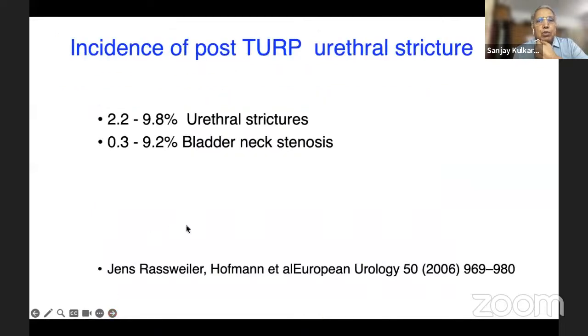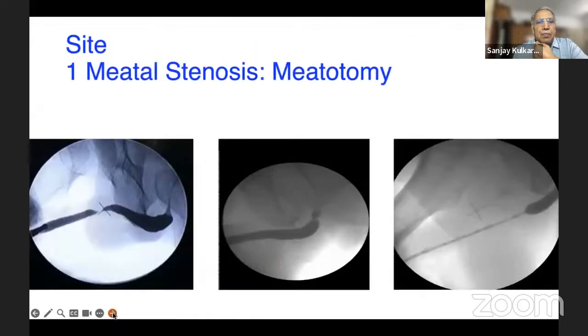What's the incidence of post-TURP urethral stricture? It varies between 2.2 to 9.8%. I think it's about 10% in India. It's very common. This is from James Rassweiler, 2006, in European Urology. And the incidence of bladder neck stenosis is about 0.3 to 9.2%. So the incidence of post-TURP urethral complications is really significantly high.